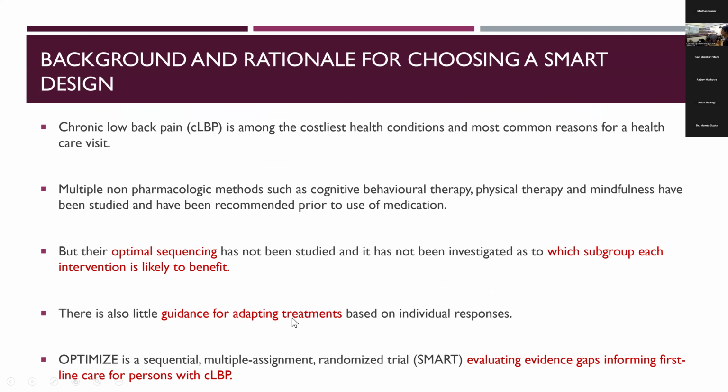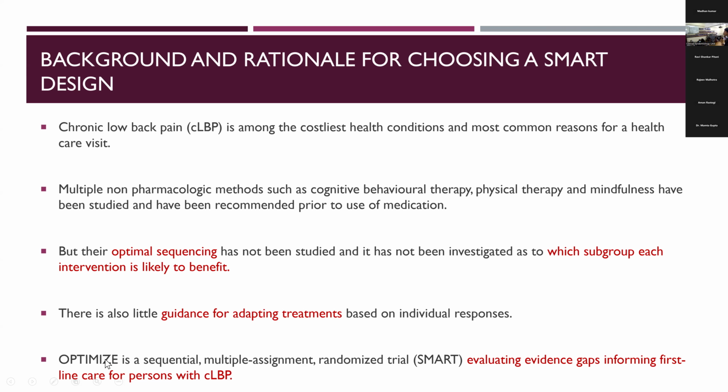So the background for doing this trial was that chronic lower back pain is one of the costliest health interventions, and a common reason for a healthcare visit. Multiple pharmacological methods have been studied, multiple non-pharmacological methods have been studied, but no optimal sequencing is known. And we also don't know which subgroup of people is this likely to benefit. There is also little guidance for adapting treatments based on individual response to a singular treatment.